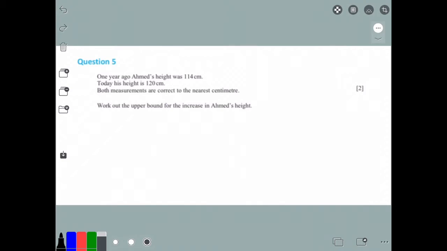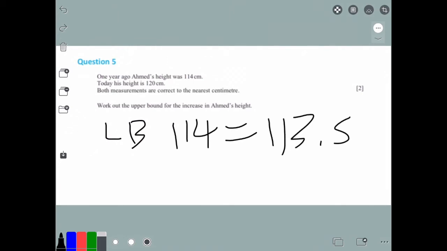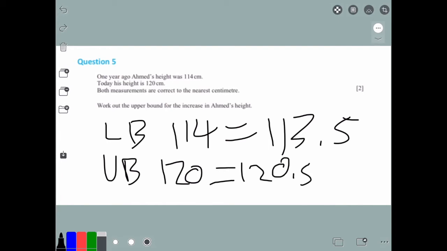For this, we are not going to take the upper bound of both numbers because that would not be the maximum possible increase. We would actually take the lower bound of 114 to the nearest centimeter, which would be 113.5. And we would take the upper bound of 120, which is 120.5.